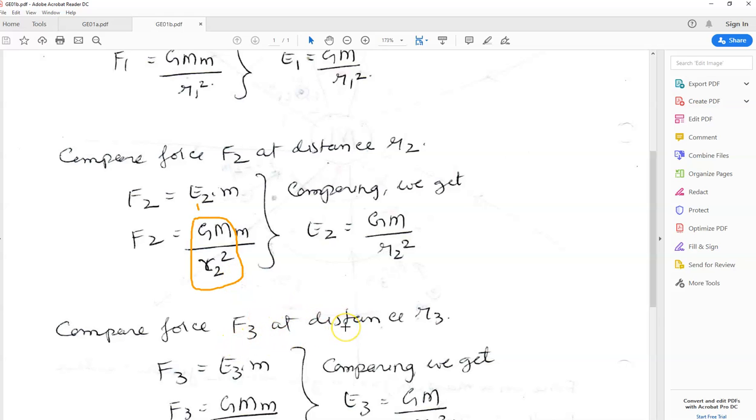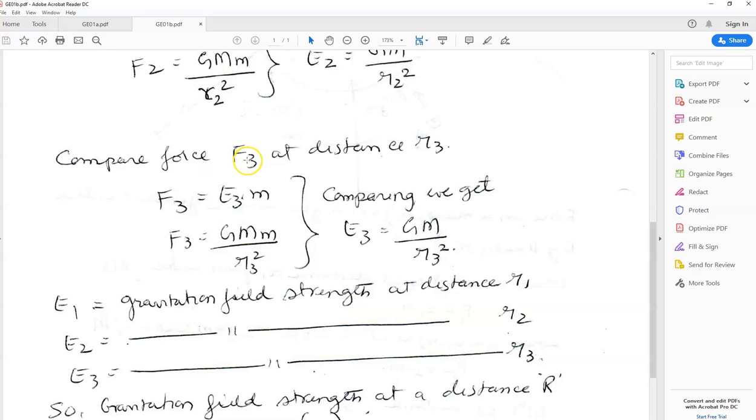Likewise, when you compare this with F3, the force acting at a distance r3, from the very first equation you got F3 is equal to E3 times m, and according to Newton's law you get F3 is equal to G M m by r3 squared. Now when you compare these two, you'll end up getting GM by r3 squared. So you got E1, E2, E3. E1 is nothing but the gravitational field strength at a distance r1, and E2 is also the gravitational field strength at the distance r2, and E3 is the gravitational field strength at distance r3.